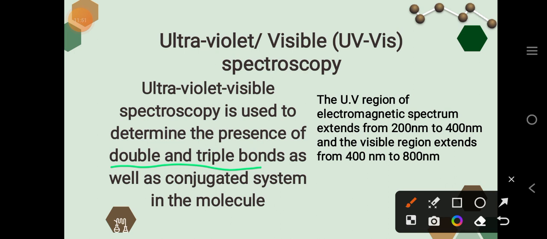Now, the UV region of the electromagnetic spectrum extends from 200 nanometers to 400 nanometers, and the visible region extends from 400 nanometers to 800 nanometers. We look for this phenomenon for particular compounds in a particular sample. And again, ultraviolet visible spectroscopy is used for just looking for double or triple bonds, not for functional groups.